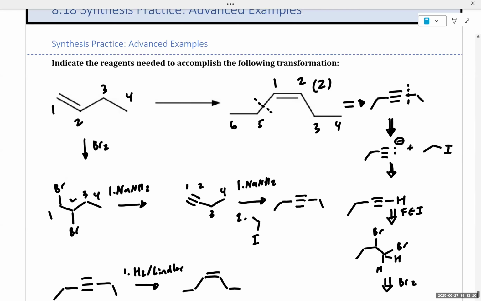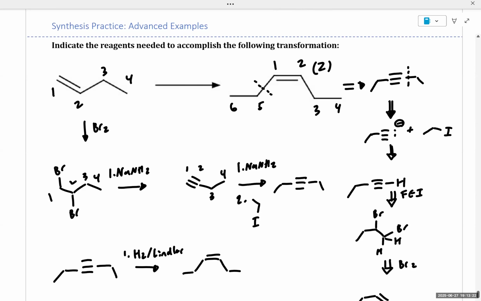Wonderful. So that concludes our discussion of alkynes. We'll be moving on to discuss chapter 9, which focuses on substitution and elimination reactions.